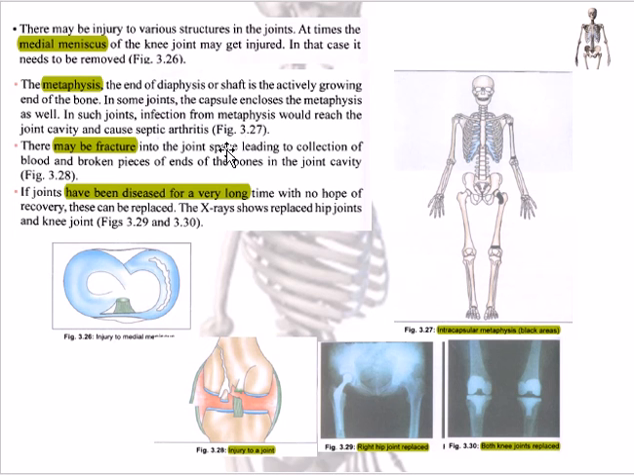There may be fractures into the joint spaces, leading to the collection of blood and broken pieces of the ends of the bones in the joint cavity. If the joints have been diseased for a very long time with no hope of recovery, they must be replaced. The X-ray shows replaced hip joints and knee joints. This is basically a right hip joint replacement, and this is a both knee joint replacement.